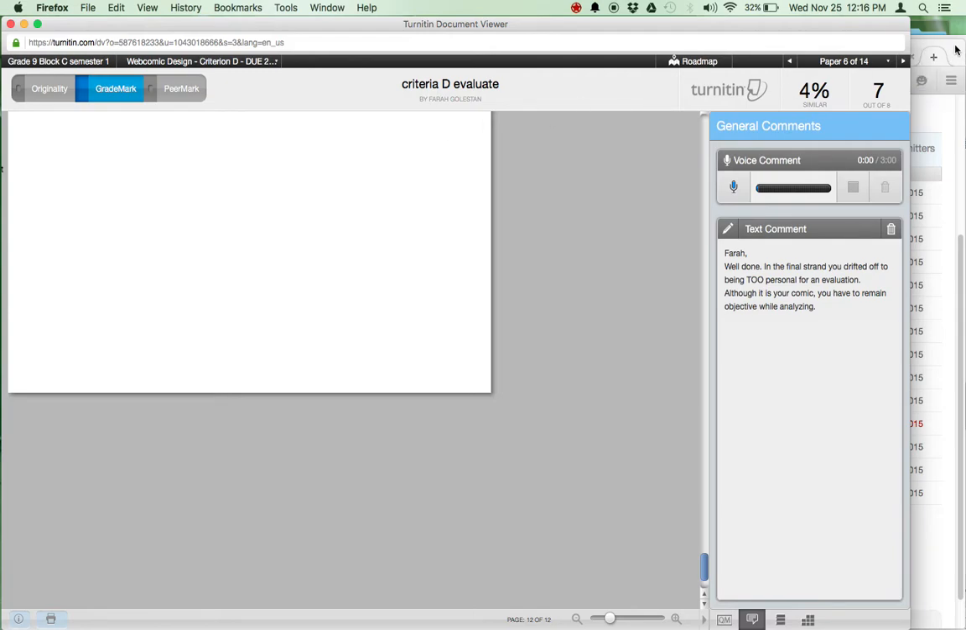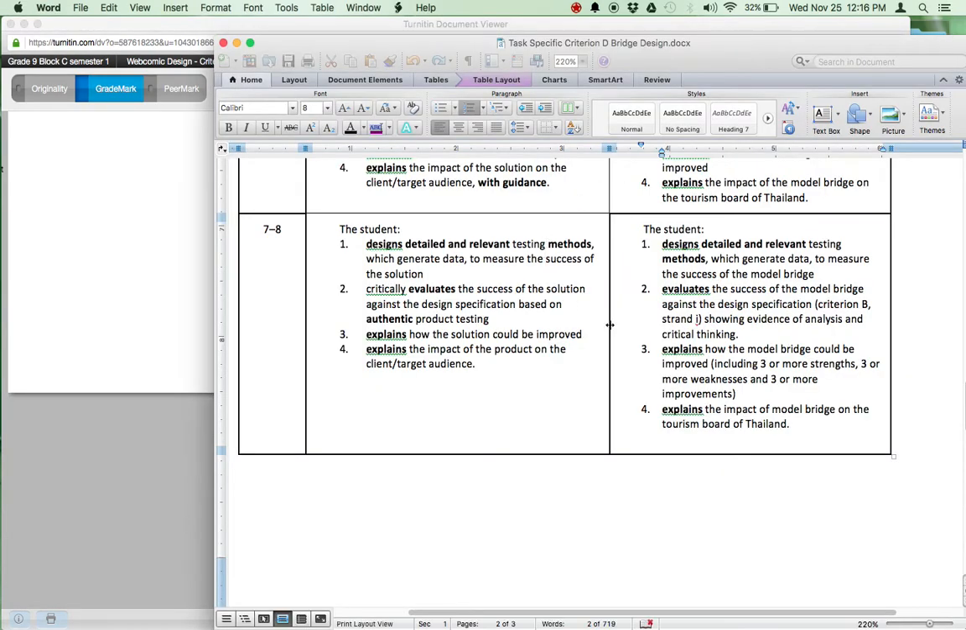Let us jump to what the strands and the rubric will look like for your bridges. Am I on the right one? Yes, this is grade 9. Remember, you have to generate the data. If you don't generate the data, you're not getting above a 5. You might scratch a 5, you probably won't get a 5. But if there's no data, it's not happening. No question about it. Measure the success. If you don't analyze what the data means, it's not happening. It's that simple.